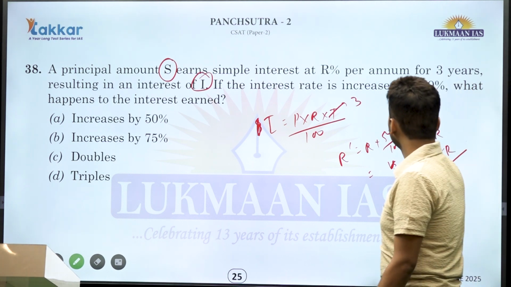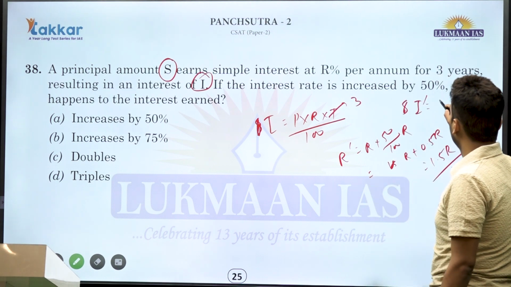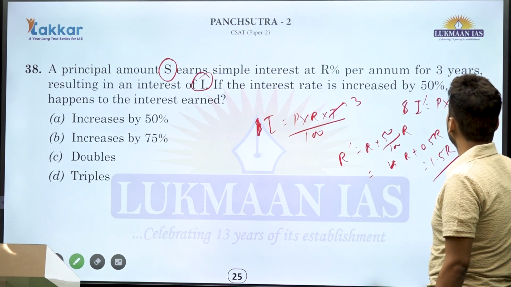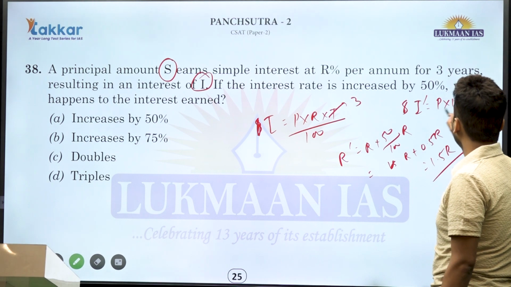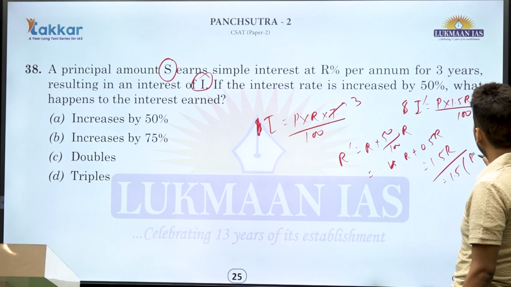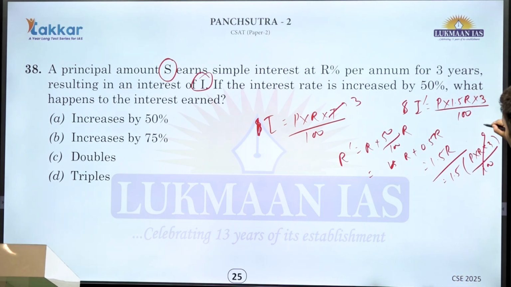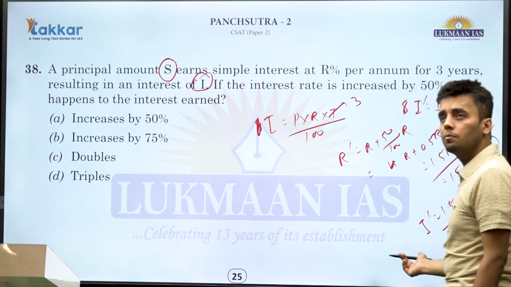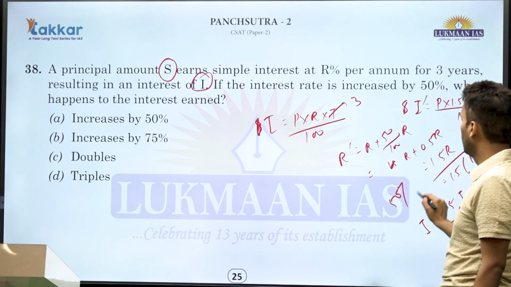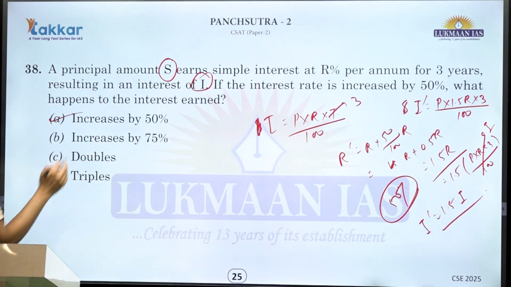Okay. So I dash will become how much? P into 1.5R into 3 by 100. 1.5 we can take out, 1.5 times P into R into 3 by 100. This is nothing but I. So I dash will become 1.5 times I. What does it mean? An increment of 50%. So A is the right answer.